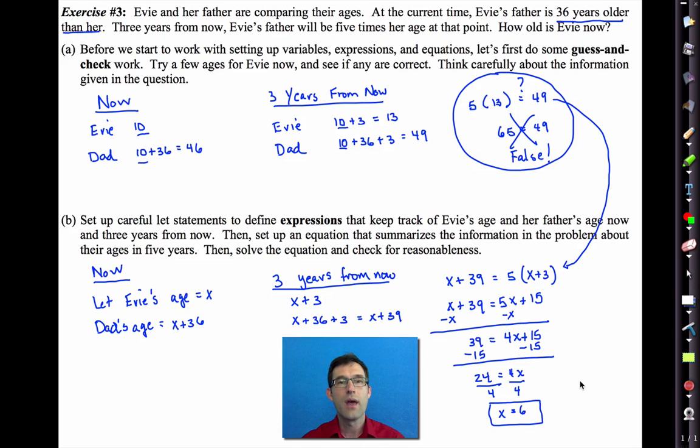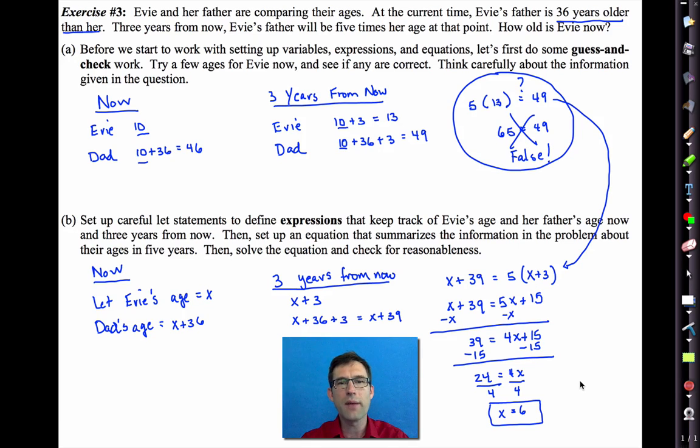But notice how I was able to use what I did in part A to walk myself through part B. Whatever I was doing to the number that I was guessing and checking, I'm doing to the variable X. Certainly seems reasonable.